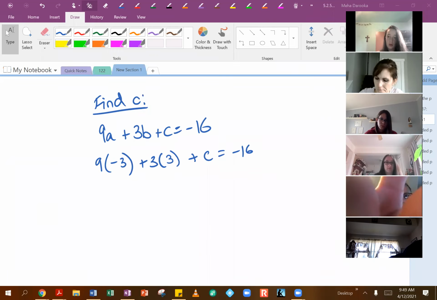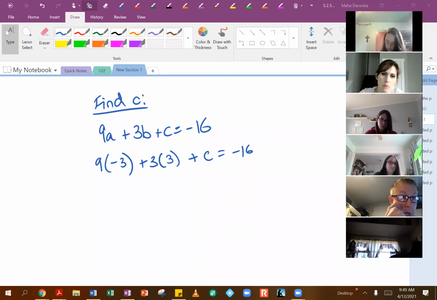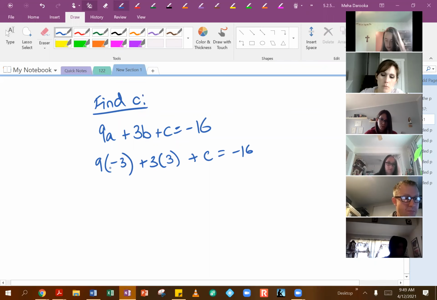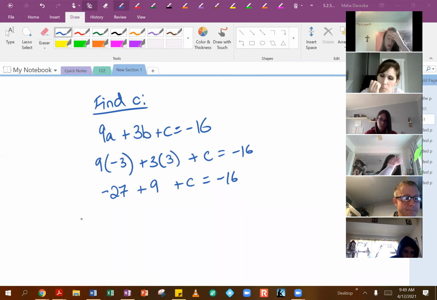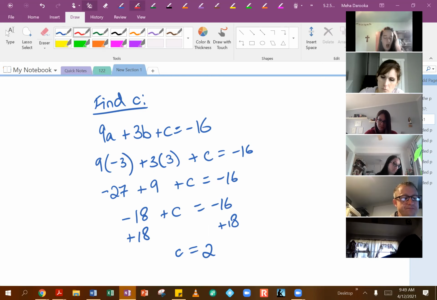Okay, so 9 times negative 3, Jess. Okay, very good. 9 times negative 3 ends up giving us negative 27. 3 times 3, of course, is 9. And so negative 27 plus 9 ends up giving us negative 18. And then when we take that 18 to the other side, it becomes positive. So of course, that ends up giving us C equals 2.